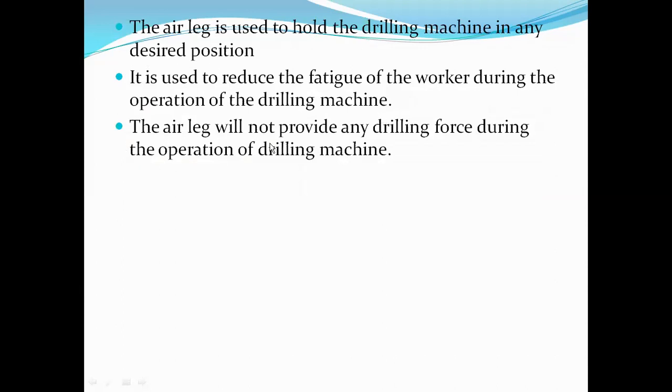Next, this is very important. We generally assume that because the air leg is acting, it might provide some kind of drilling force, so that you can carry out the drilling operation easily with forward motion. But that's not the reality. The air leg will not provide any drilling force during the operation of the drilling machine. It is basically just used to hold the drilling machine, or place it, in any required position.